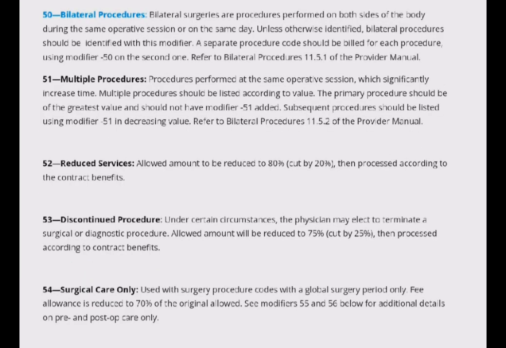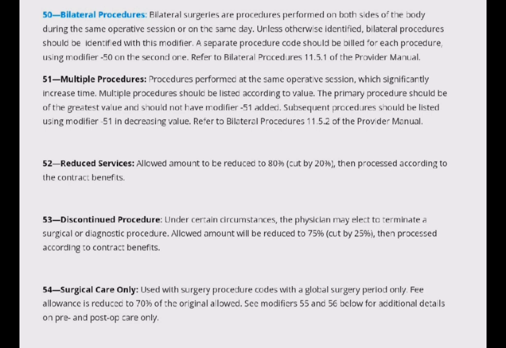50. Bilateral procedures. Bilateral surgeries are procedures performed on both sides of the body during the same operative session or on the same day. Unless otherwise identified, bilateral procedures should be identified with this modifier. A separate procedure code should be billed for each procedure, using modifier -50 on the second one. Refer to Bilateral Procedures 11.5.1 of the Provider Manual.